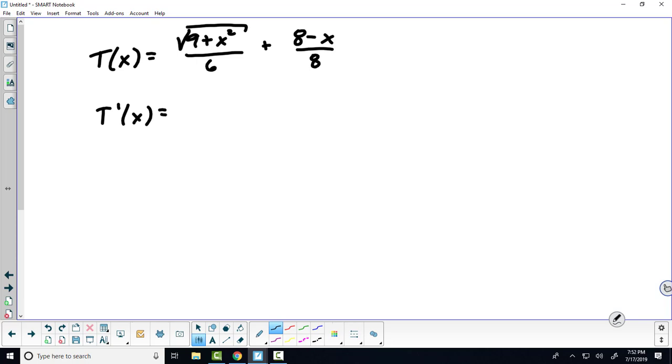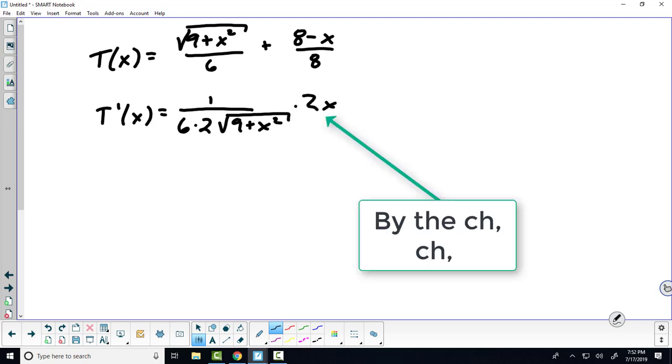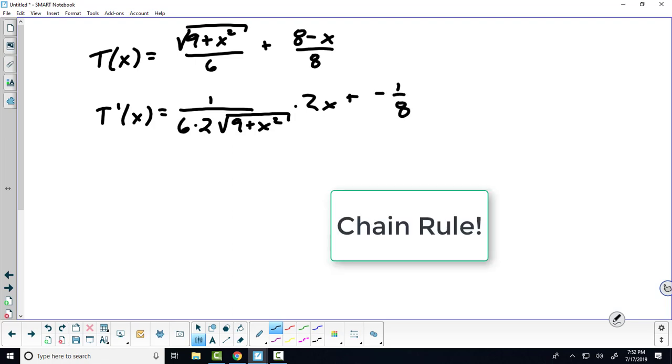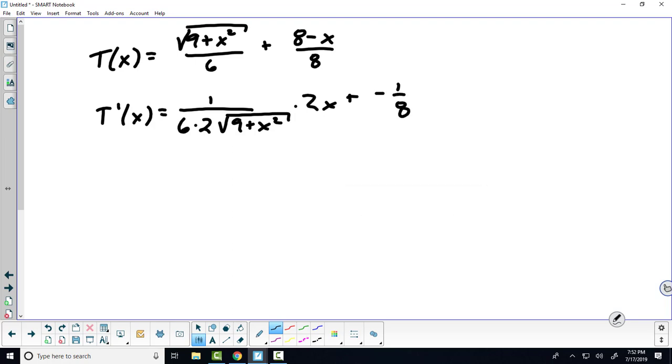Well, that's going to be 1 over 6 times 1 over 2 times the square root of 9 plus x squared times 2x, plus negative 1/8. I thought of this as 1/6 times the square root of 9 plus x squared, and I thought of this as plus 1 minus 1/8 x, dividing that 8 into both terms, so when I took the derivative, I just got minus 1/8. So we found the derivative. Now what do we need to do? Find its critical numbers.